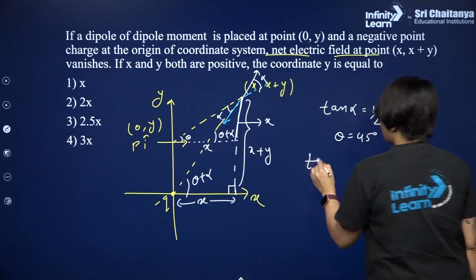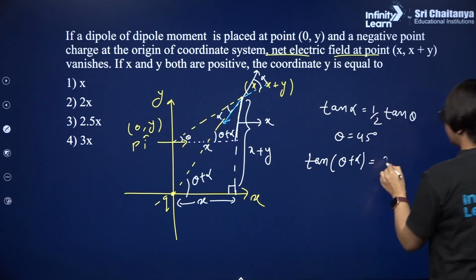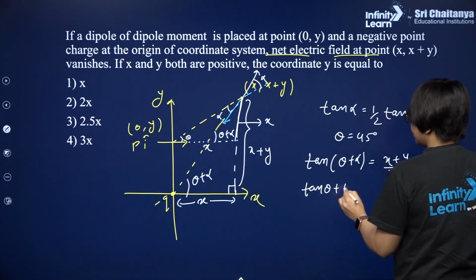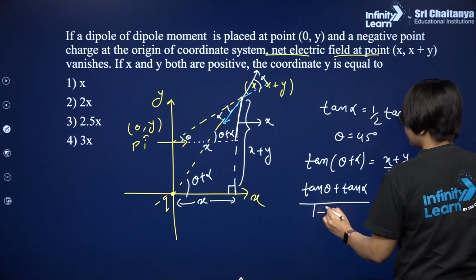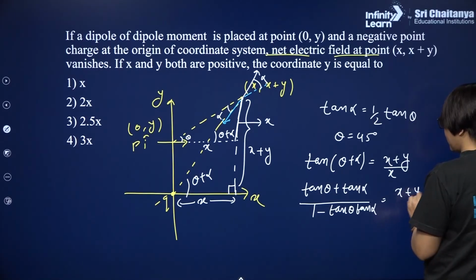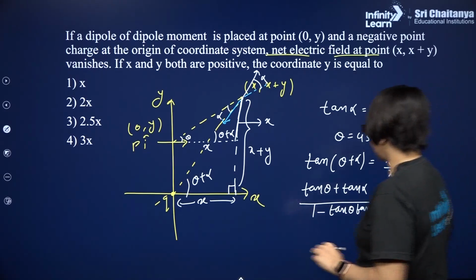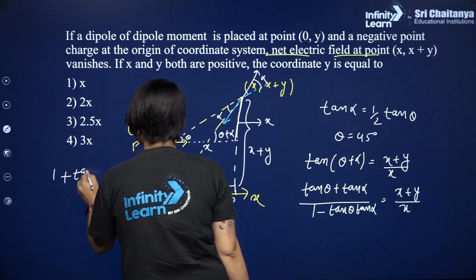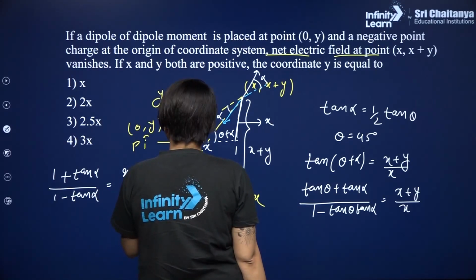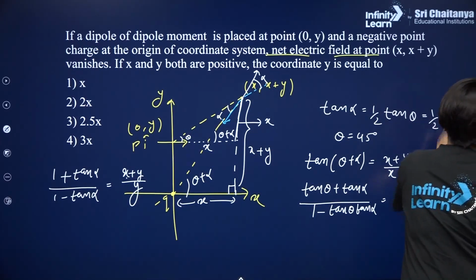So in this case, tan of theta plus alpha is equal to what? Perpendicular x plus y divided by base x. So it is tan theta plus tan alpha upon 1 minus tan theta tan alpha, and that is equal to x plus y by x. So tan theta is tan 45, so it will be 1. So we have 1 plus tan alpha upon 1 minus tan alpha as x plus y divided by x, and over here tan alpha is half tan theta, so it is half into tan 45, which is 1/2.